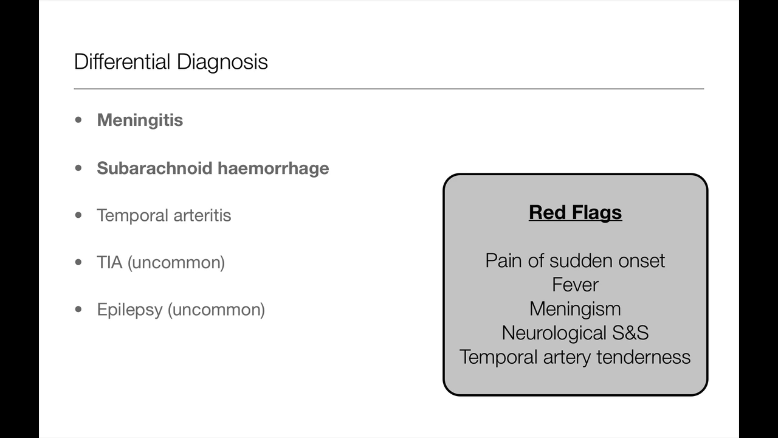In order to help you distinguish important differential diagnoses, it's important to have some red flags in your mind. If the pain is of sudden onset, then one might think, for example, of a subarachnoid hemorrhage, where the patient will often describe the worst headache of their life. If there is fever, one might think about meningitis. Meningism, of course, could be associated with both meningitis and subarachnoid hemorrhage.